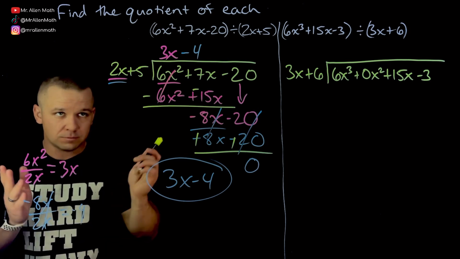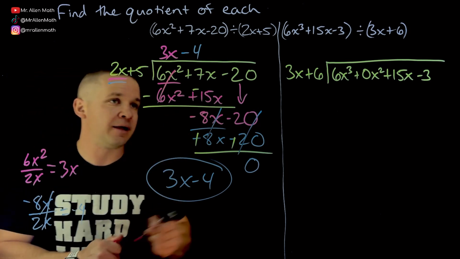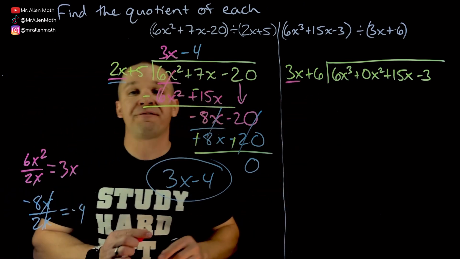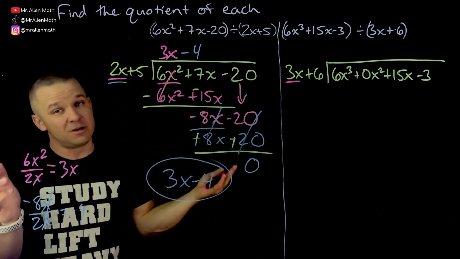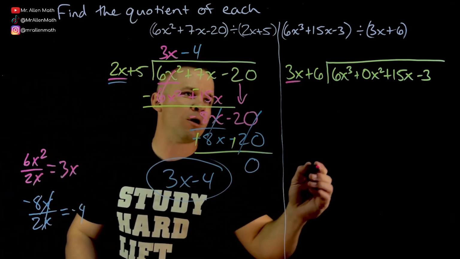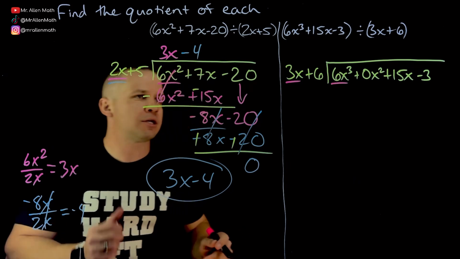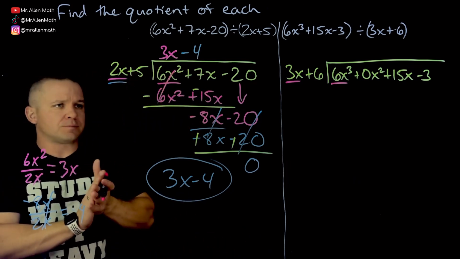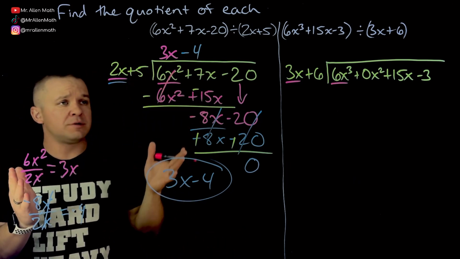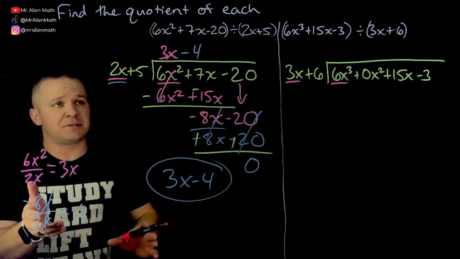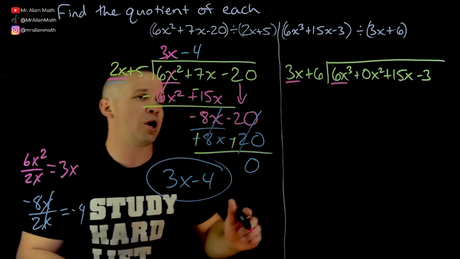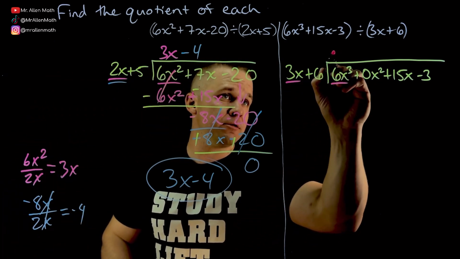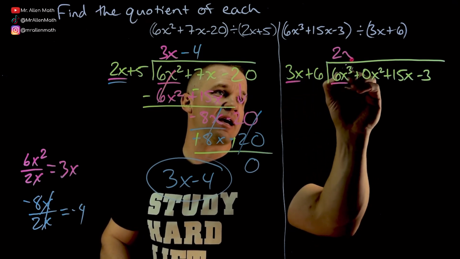All right, let's go through it again. I'll start with pink, just like I did before. Always working with that first guy there throughout the process. Going to use it a few more times in this one, at least once more. And I've got my 6x cubed. So if I divide those two, 6x cubed divided by 3x is 2x squared. 6 divided by 3 is 2. X cubed divided by x is x squared.